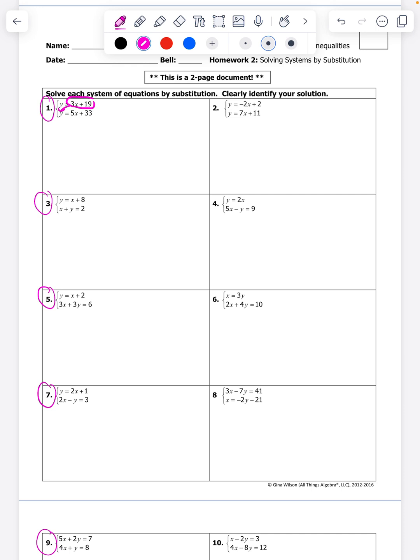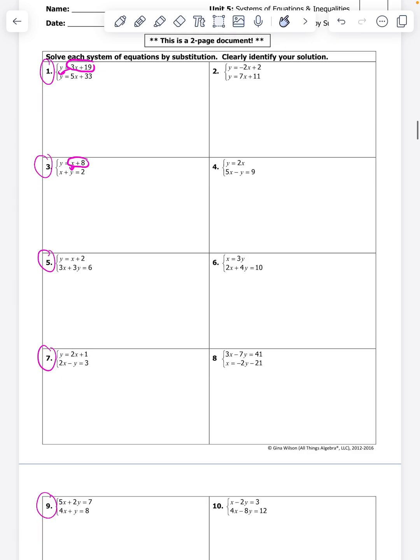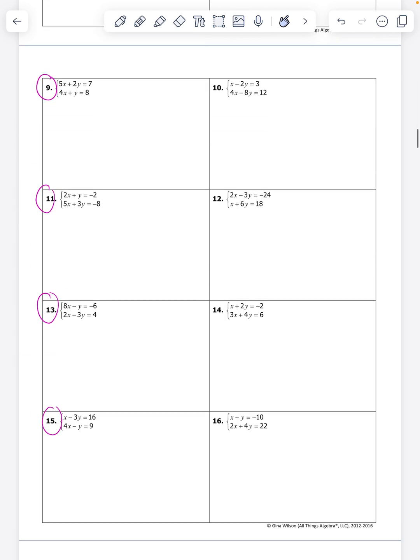Same with number 3. y equals x plus 8, so we just take x plus 8 and replace it in for y in the other equation. It's ready to go. So 5 and 7 are going to be like that too. But once we move on to the next page, this is like what I just covered. Since we don't have any y equals or x equals, you have to decide, should I solve for this x or this y, which I would suggest solving for this y first. Take that, and then you can do the substitution step.